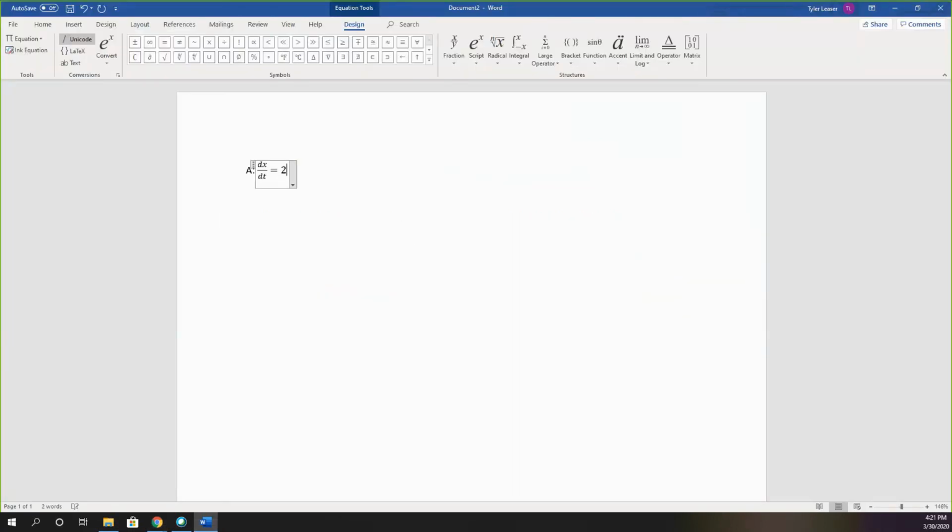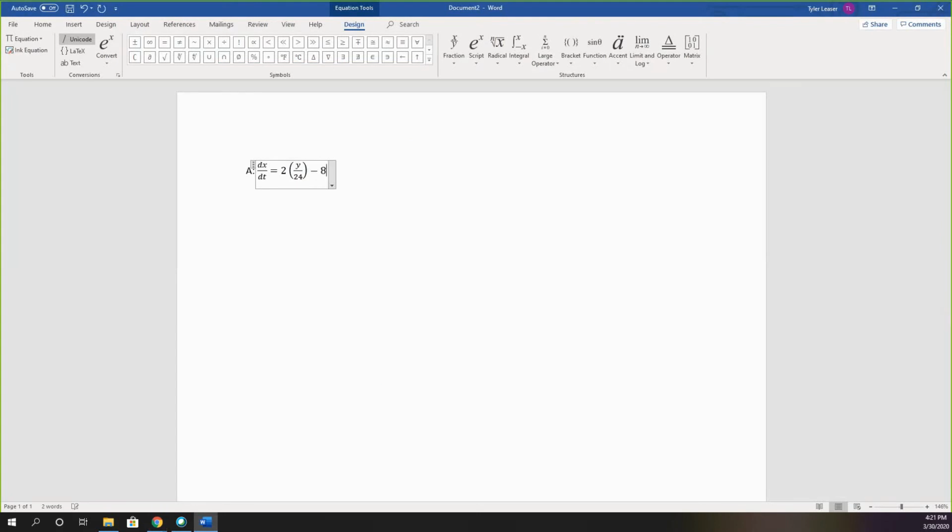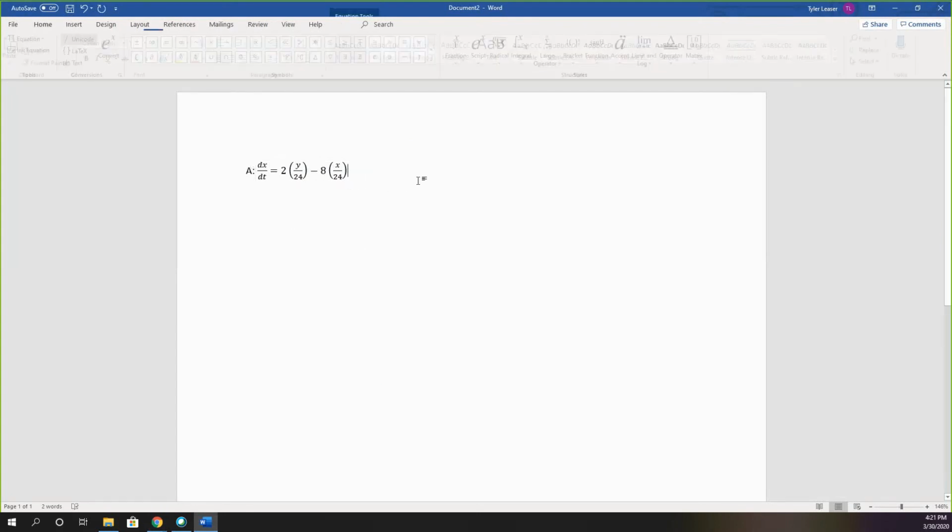So the 2 liters per minute coming in, and then the concentration of salt in B is going to be the amount of salt divided by the 24 liters that's always in tank B. So this is the salt coming in to tank A. We're going to subtract that by the salt going out of tank A. The only salt going out of tank A is going through this pipe at the 8 liters per minute into B. So it's going to be the 8 liters per minute going out times the concentration. The concentration in tank A is going to be x divided by 24.